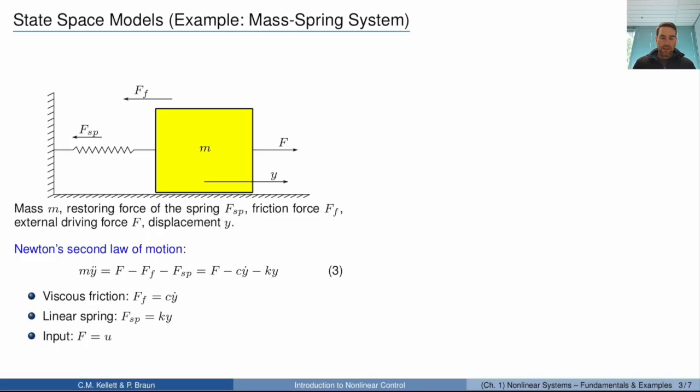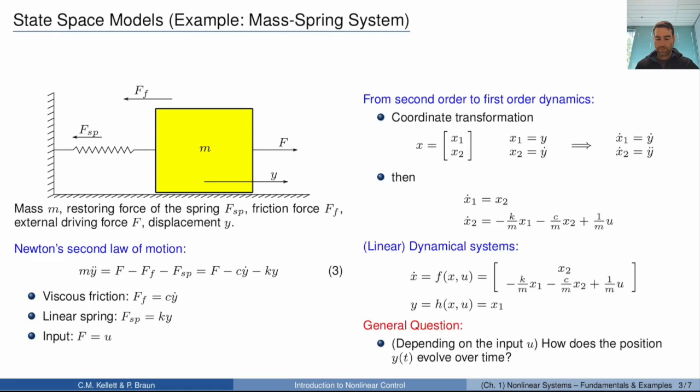It's not in the representation we had on the previous slide, but we can transform it into this representation. Namely, if F is a force we can design, then we can denote that as U. This is a second order system, so we need to rewrite that into a first order system. To do that, we introduce a new set of variables.